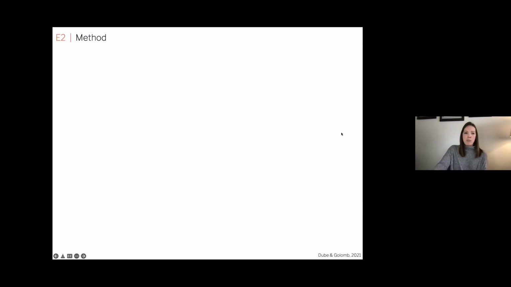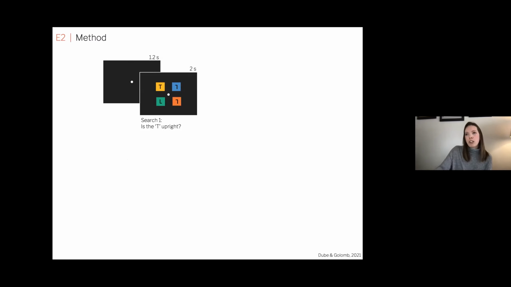So here we used a behavioral method where we had participants perform 2 sequential visual search tasks. Now in the first, we had them searching for the letter T among these L's and indicating if the T was upright or inverted. Now these letters always appeared on these colored squares, but they were told color is entirely irrelevant. Do your best to completely ignore color, only attend to the letters that are important for your search.